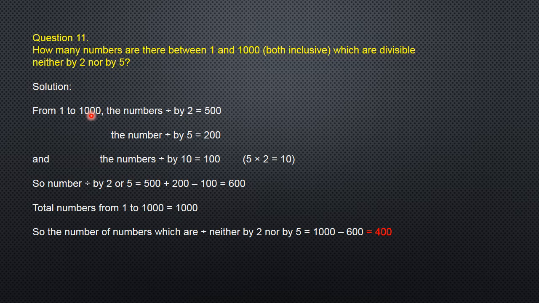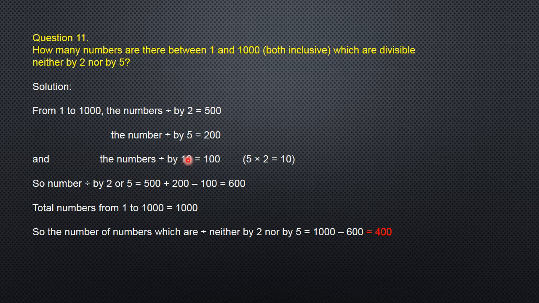From 1 to 1000, the numbers divisible by 2 are 500 numbers, because 500 numbers are even and 500 numbers are odd. Next, the numbers divisible by 5 are 200 numbers, those ending with 0 or 5, because 1000 numbers divided by 5 is 200. Next, the numbers divisible by 10 are 100 numbers, because 10, 20, 30 up to 1000, just 100 numbers.